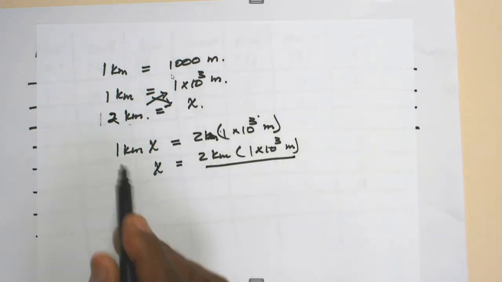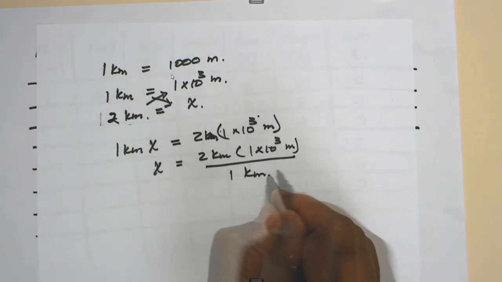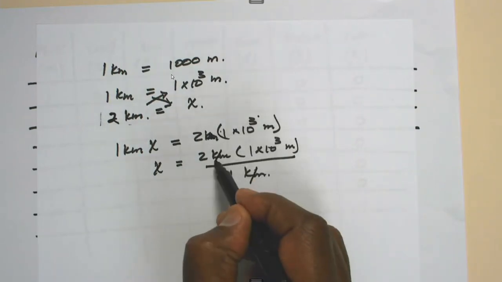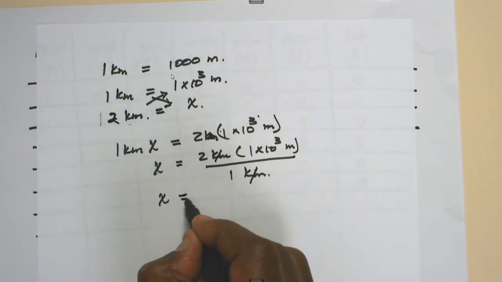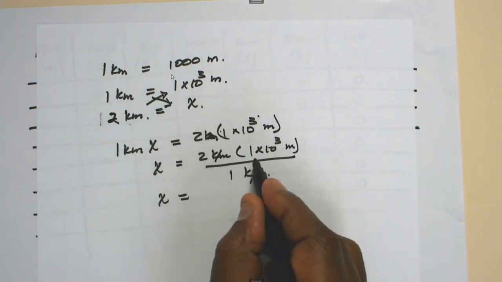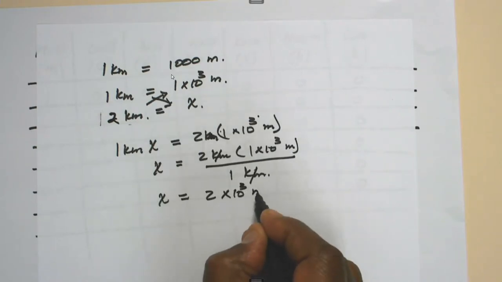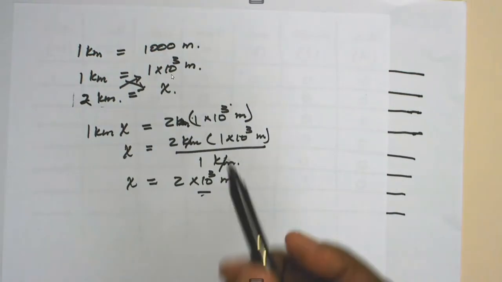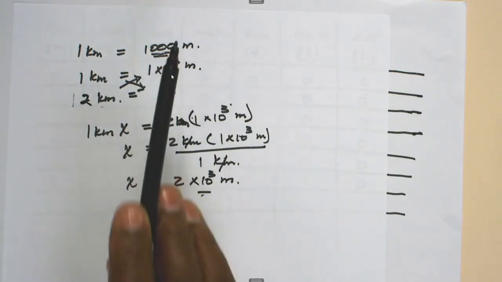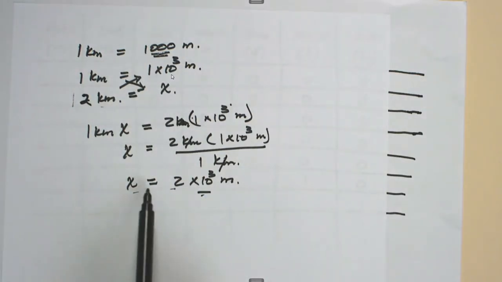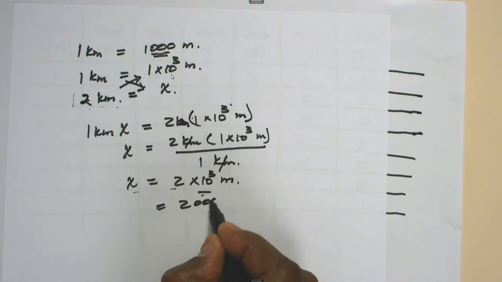We divide, because we want to remain with x, we divide by 1 kilometer. Now you will see that the kilometers are going to cancel. So x must be in meters. Our value that we want to calculate is 2 times 1, which is 2 times 10 to the power 3 meters. If we were to use what we have used there, we would therefore say that if 1 kilometer is 1,000 meters, it makes sense to say that 2 kilometers will be equal to 2,000 meters.